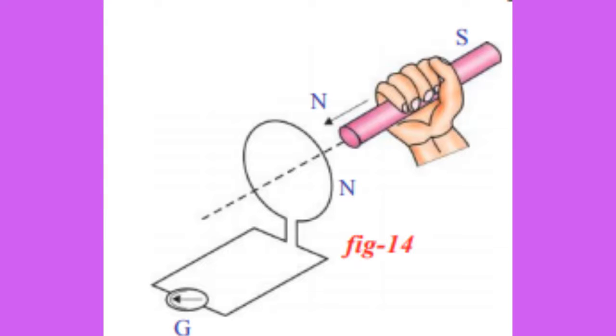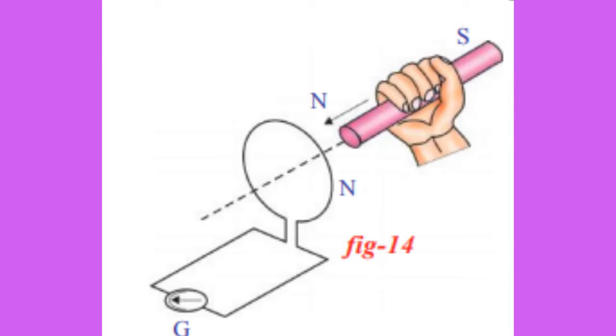My dear children, repeat this experiment with the south pole also. Then also you can observe there is a deflection in the galvanometer, that means current is induced. But the only difference is that the current produced here is in the opposite direction. Whatever the direction of current, it is none of our business. But current is produced when there is relative motion between the coil and the bar magnet.